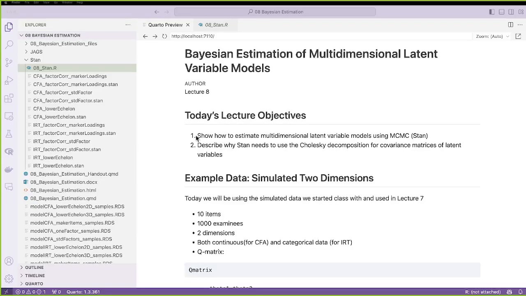All right, recording's active. Welcome back. So today we're going to discuss multidimensional latent variable models and how we estimate them with Bayesian methods.